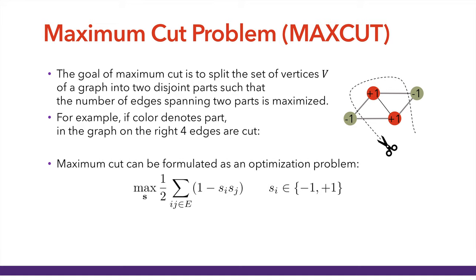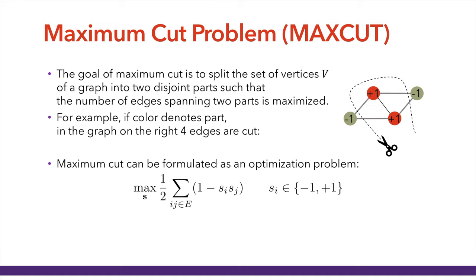So what is maximum cut? The goal of maximum cut is to split the set of vertices V of a graph into two disjoint parts such that the number of edges spanning two parts is maximized. For example, on the right here, if color denotes part, so red nodes are in one part and green nodes are in another, in this graph, four edges are cut. And if we assign each vertex a binary variable, plus or minus one, a binary spin variable, then it can be formulated as an optimization problem, as shown below.